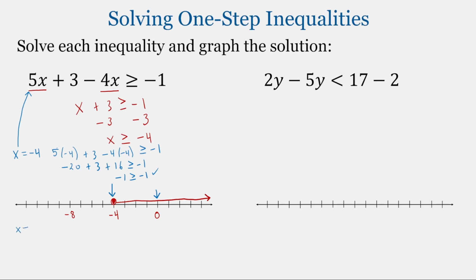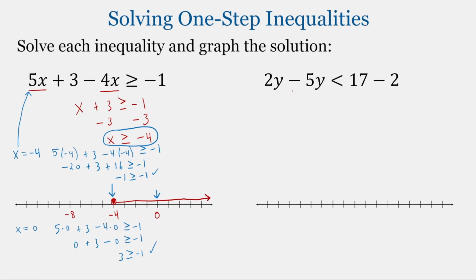So at x equal to 0, we have 5 times 0 plus 3 minus 4 times 0 greater than or equal to negative 1. So this is 0 plus 3 minus 0 greater than or equal to negative 1. So 3 greater than or equal to negative 1. That's a true statement. The solution is x greater than or equal to negative 4.